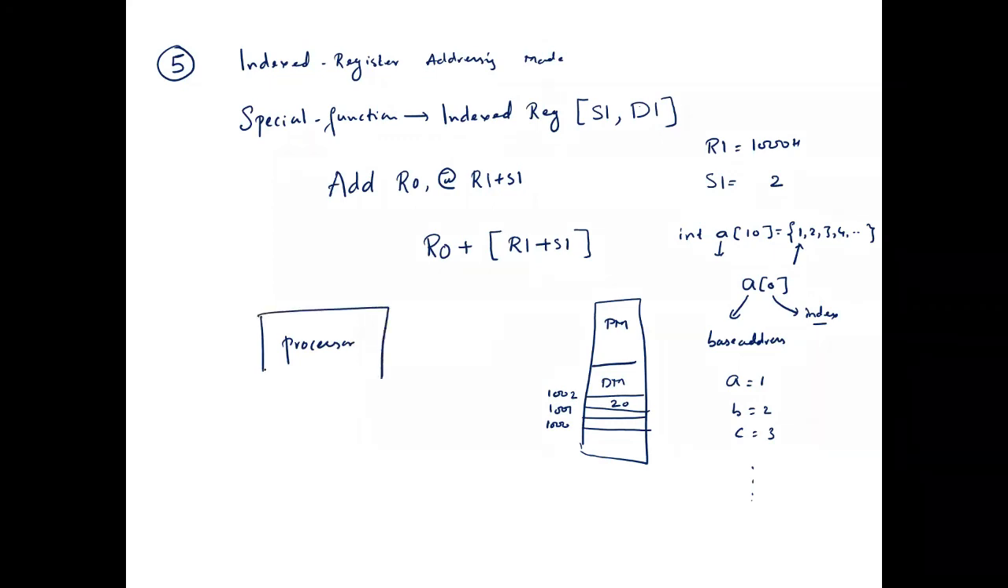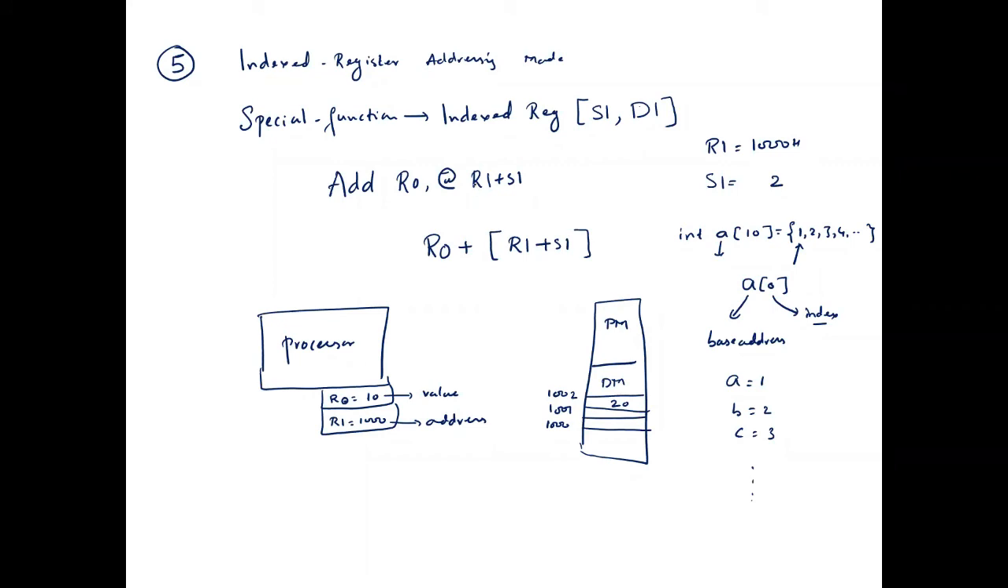Now this processor will have a register R0 containing what? 10. This is a value. And we have one more register R1 and it contains what? 1000. And this 1000 is an address. And how are we differentiating the value and address? With the help of the symbol @. The moment I write @, then that is an address.